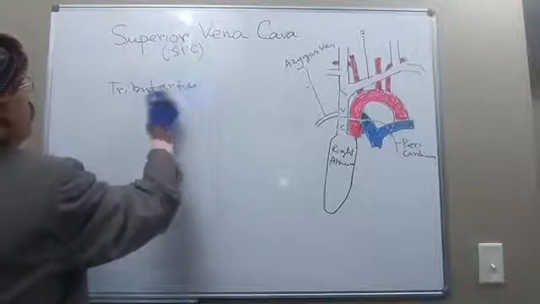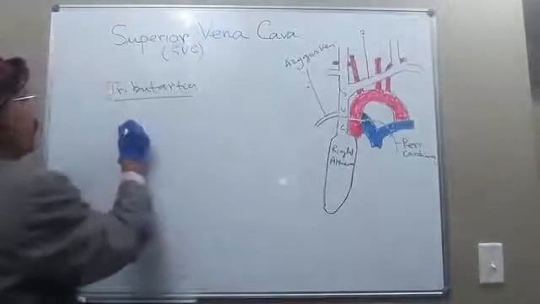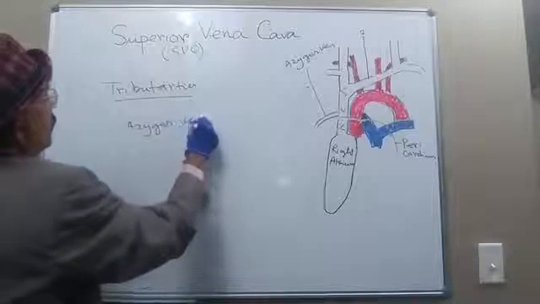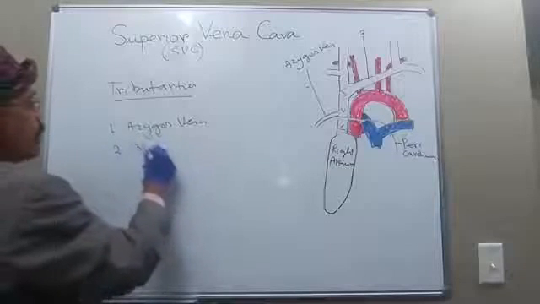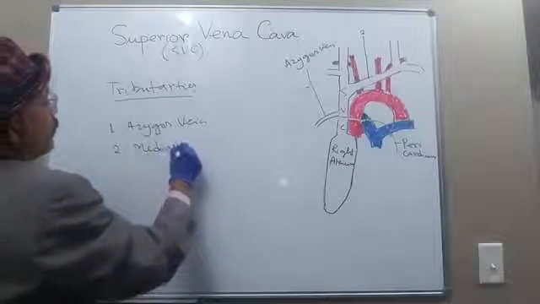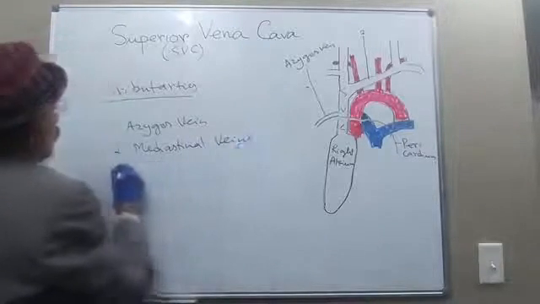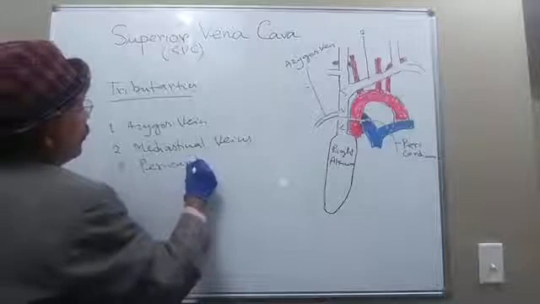Tributaries: we have the azygos vein, the mediastinal veins, and the pericardial veins.